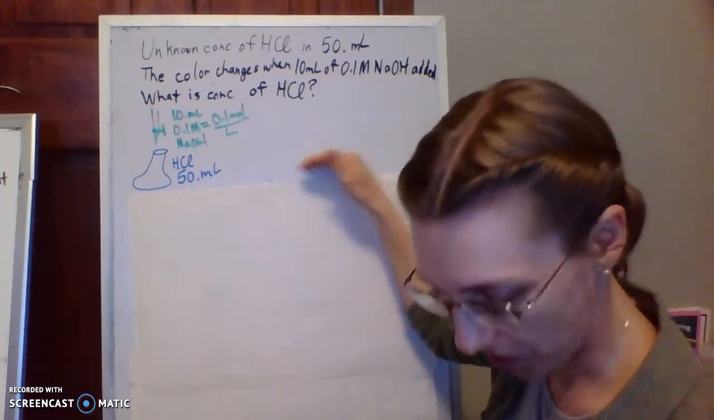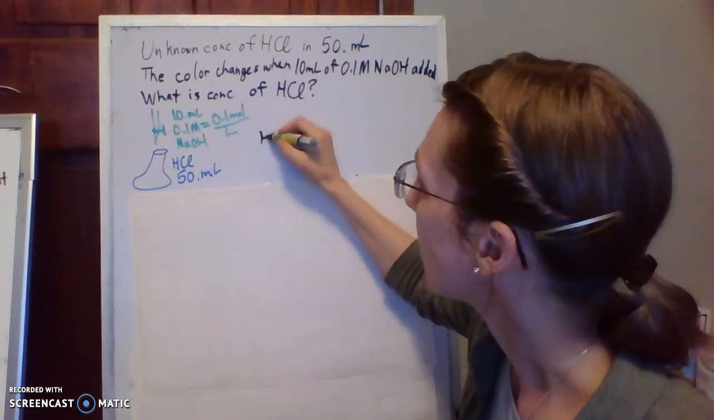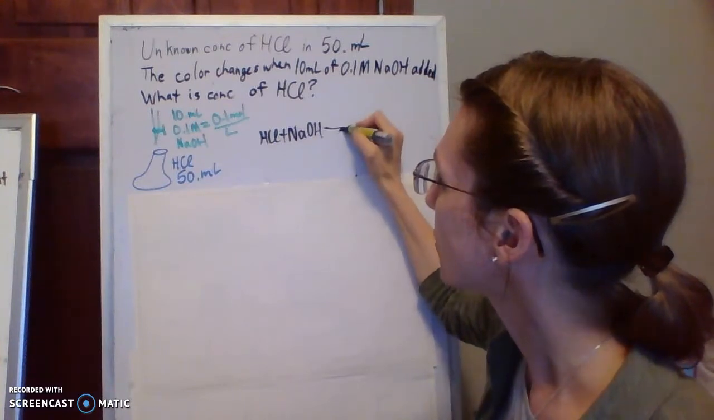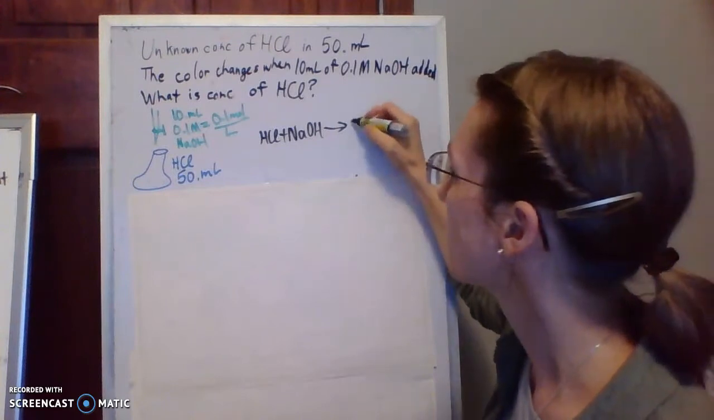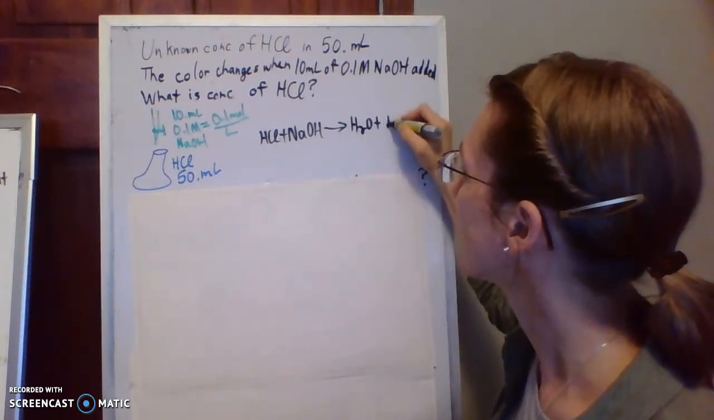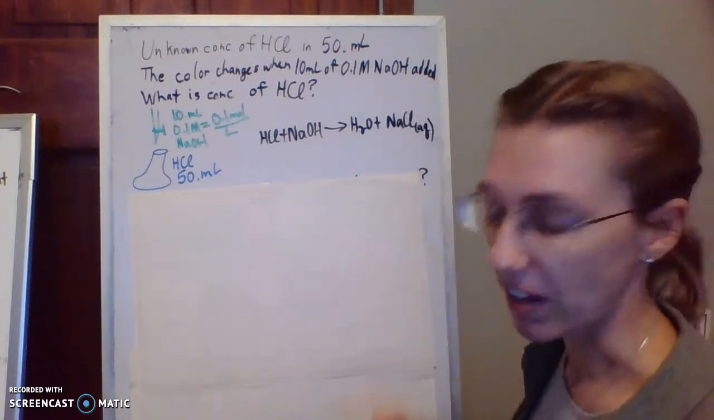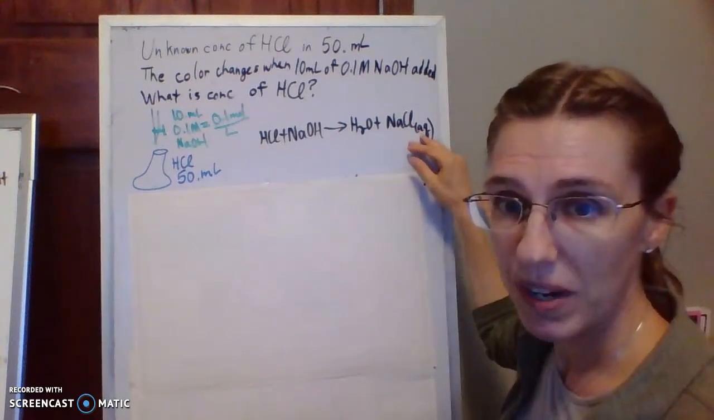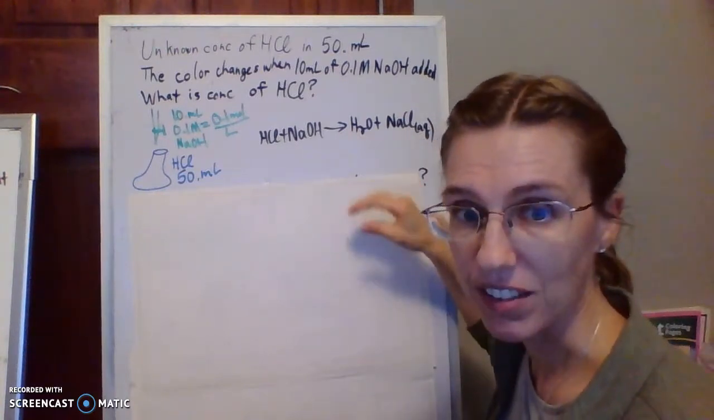Now we do need one other thing. We need a balanced chemical equation. So we've got HCl reacting with sodium hydroxide, and remember, strong acid, strong base, we're only going to write the forward reaction. It's going to be water plus a salt. Sodium chloride is our salt, and I know that's soluble, so I'm going to write an (aq) there. So this is a balanced chemical equation the way it is. Do keep in mind this has to be balanced in order for us to do our calculations.